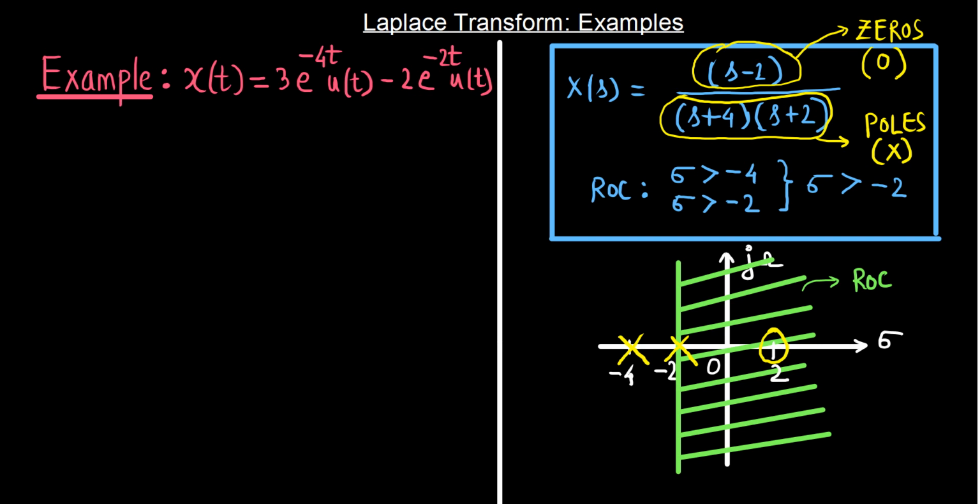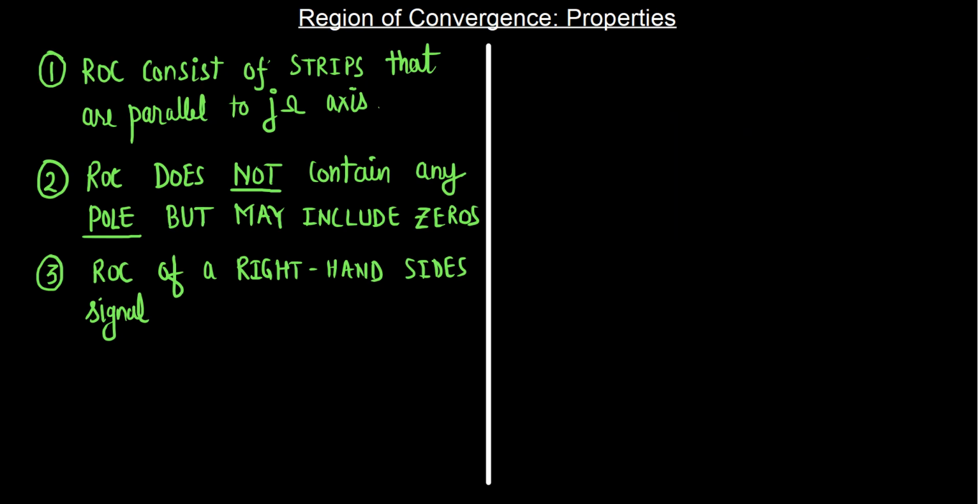And if you observe it very closely, it is towards the right of the rightmost pole that is present for this expression. You can see from this expression that we got two poles here at s equals -2 and s equals -4. Just because the signal was right hand sided, the ROC is towards the right of the rightmost pole. So let's write that. For a right hand sided signal, the ROC is going to be towards the right of the rightmost pole. That's interesting.